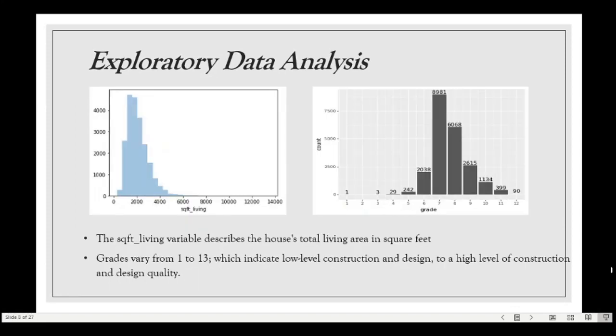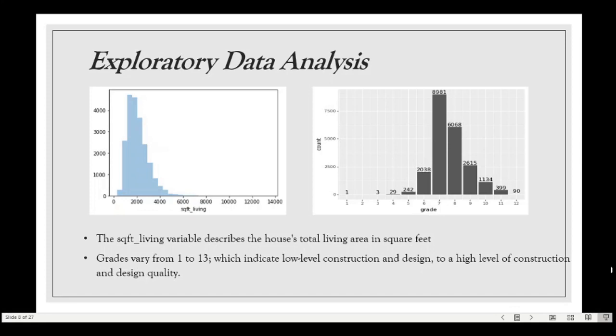Another feature in our dataset was square foot living, which gives the total area of the living spaces of the houses in square feet. And from the histogram of square foot living, we see that there is a long tail on the right side, as we might expect, which also suggests that there are houses with a large total area.